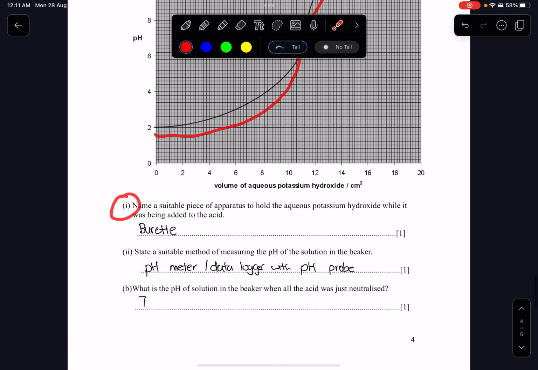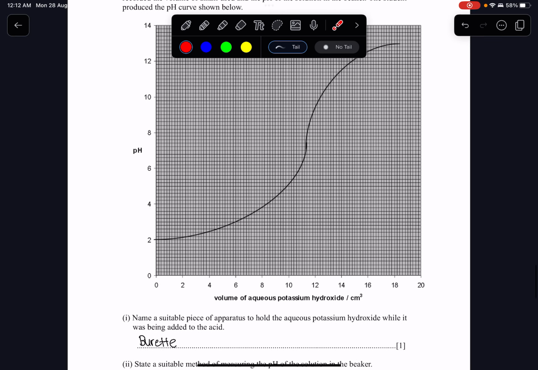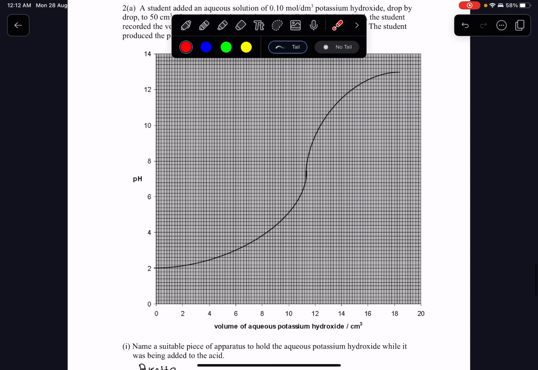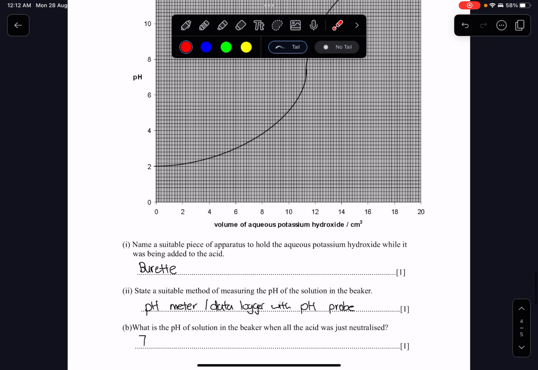So, question part 1. Name a suitable piece of apparatus to hold the potassium hydroxide. Remember, it is added drop by drop, so you need to use a burette. Not conical flask, not beaker. Some of you wrote dropper. Yes, dropper is possible, but because the volume added is up to like 20 cm cube, droppers usually do not hold that high a volume of liquid, so stick to burette.